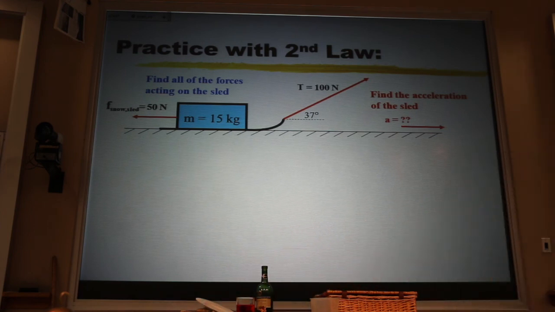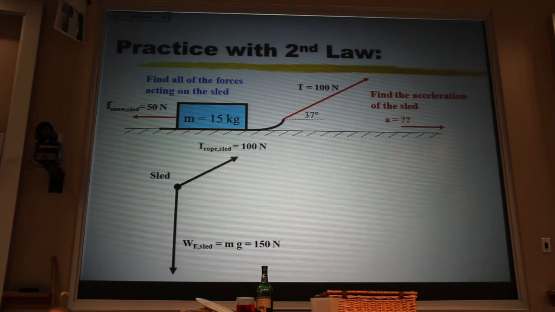Now, the first step is to draw a free body diagram. The first force I put on any diagram is the weight. It's 15 kilograms. How big is the weight? I can wait. 150 newtons. And then ask, are there any magnets? No. What touches the sled? The rope, and it pulls. The snow, and it pushes with a normal force and a friction force.